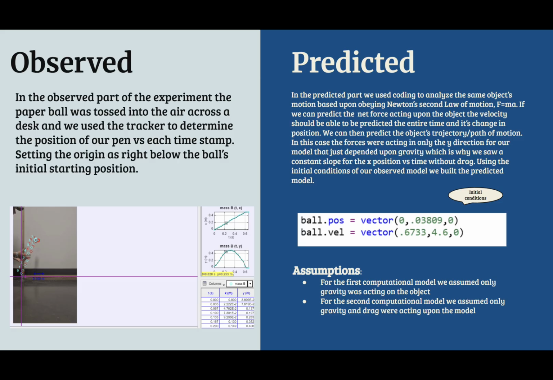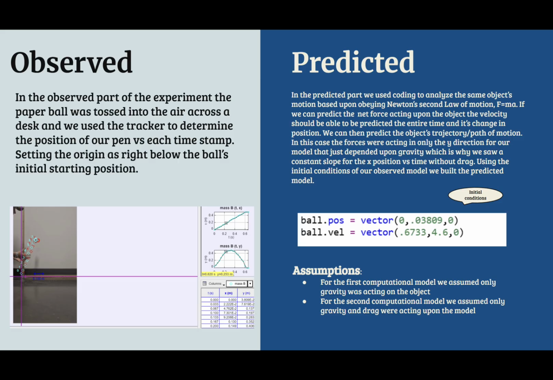In the predicted, however, we use coding to analyze the same object's motion based upon obeying Newton's second law of motion, force equals mass times acceleration. If we can predict the net force acting upon the object, the velocity should be able to be predicted the entire time and its change in position. We can then predict the object's trajectory, or path of its motion.